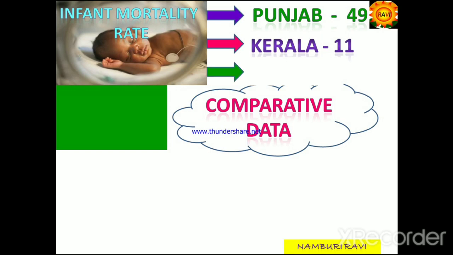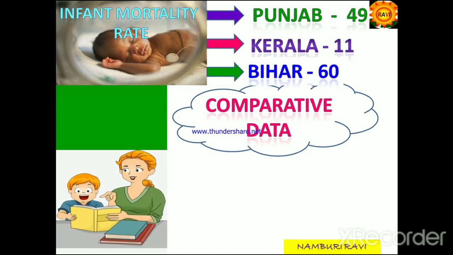So in India, infant mortality rate is different from state to state. In Punjab, for every 1,000 persons, 49 children are dying in a year. In Kerala, its infant mortality rate is 11, and in Bihar it is 60. In Bihar, there is the highest infant mortality rate because there the medical facilities are very less. This is the first comparative data from Punjab, Kerala and Bihar state.